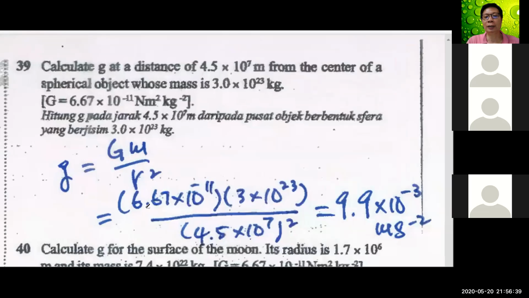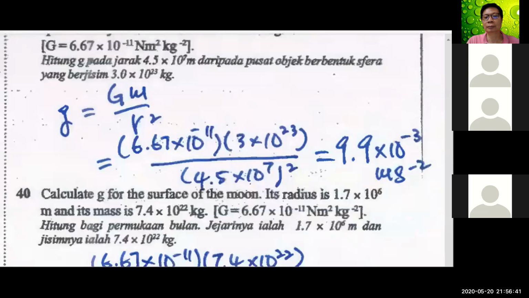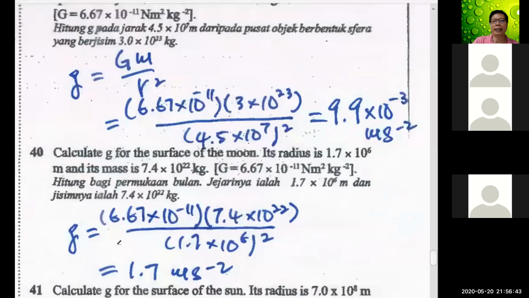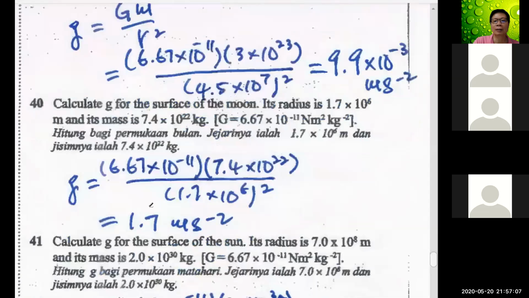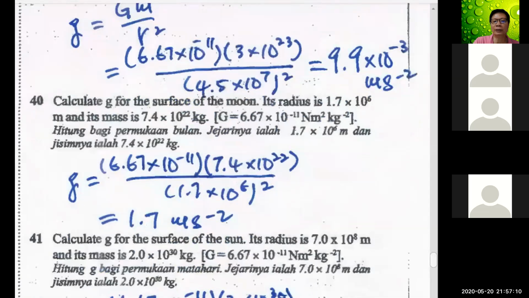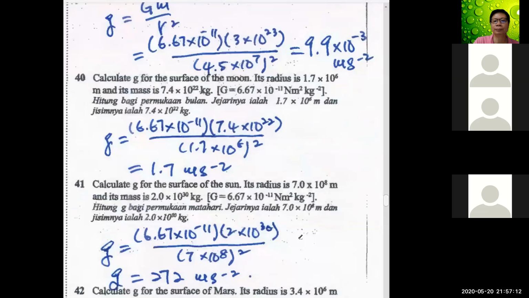Okay, 40. Same. Calculate the g, calculate the gravitational acceleration. So use this formula, same formula. Take G m over square of r. So you get this answer, 1.7 meter per second square. Question 41, also same. Find the g.